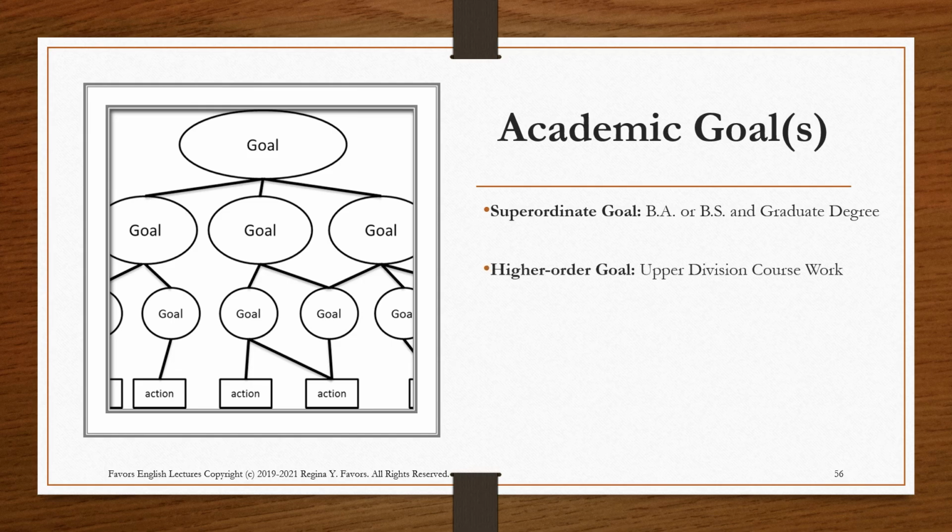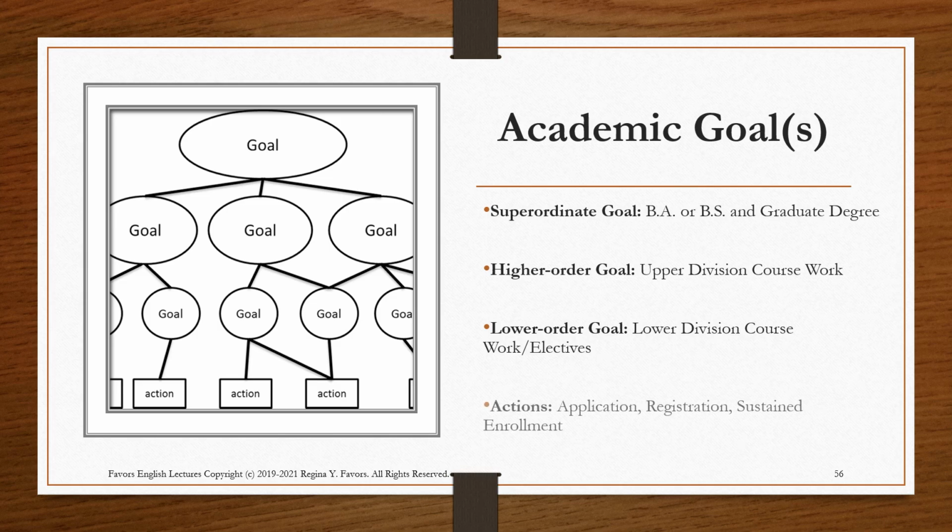So then the higher order goal would be upper division coursework. Lower order goal would be lower division coursework, electives. And actions are that sustained enrollment. So your application, your registration, your sustained enrollment. That's why I always tell my students who are struggling when they have jobs and they may have to drop a class or something like that, I tell them, take one class a semester until you can get everything situated with your job.